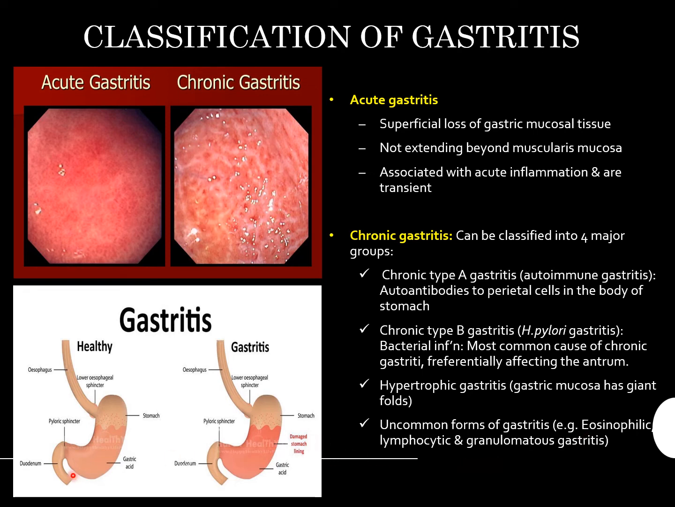Okay, the healthy one looks like this. For acute or chronic gastritis, there is damage here. From the esophagus, the lining of the stomach is damaged. Okay, it might be from acute gastritis or chronic gastritis.